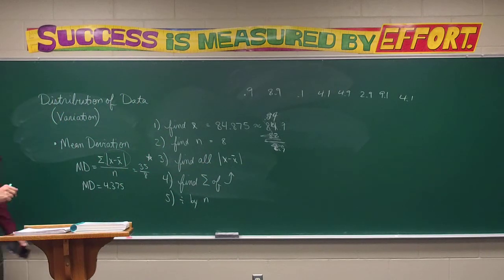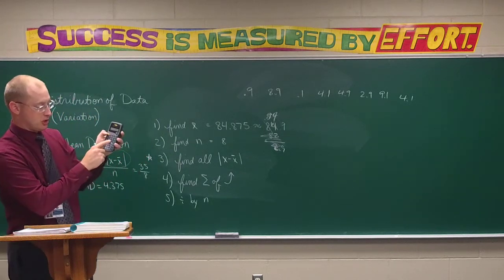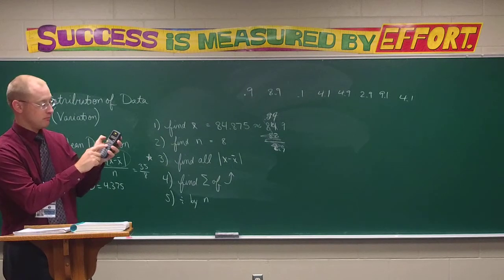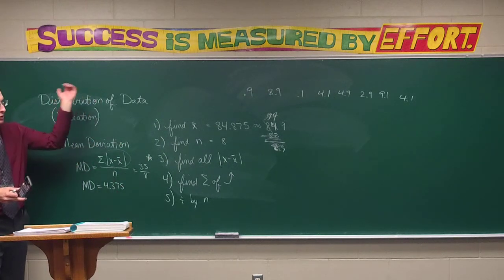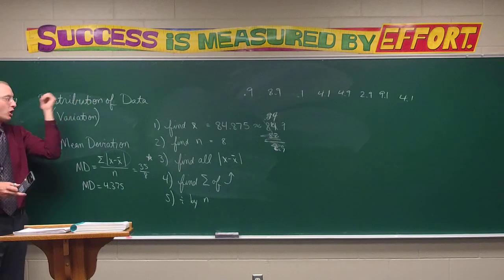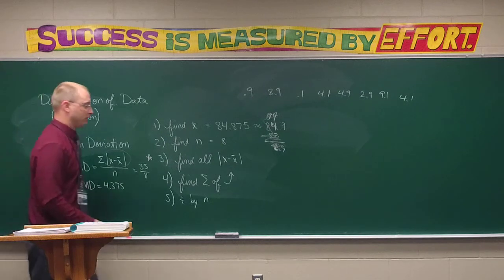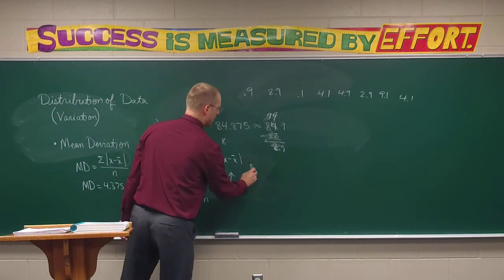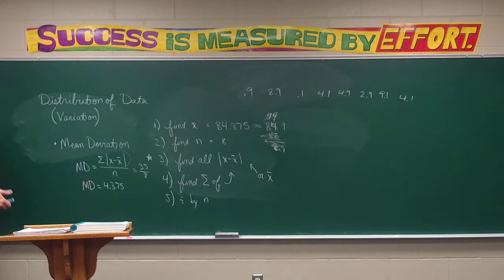Or, the other option, is instead of hitting sigma x, now hit second function x bar. And it's the same thing, because it's the average of all of those deviations. So we found all of the differences and averaged them. So that's the other option. Or just find the average of all of those individual differences.